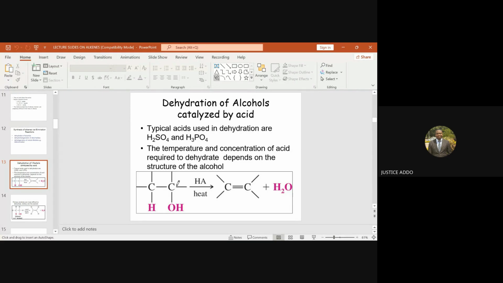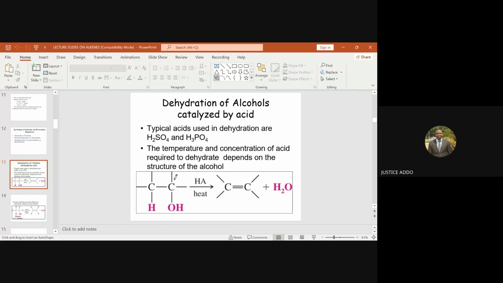But before you introduce your double bond, the OH will be removed with what? An adjacent hydrogen, which will form the water, and then they go away. So they don't appear again in the final product. This hydrogen and the OH together form the water. Then you introduce the double bond between the two carbons where those two components were removed.